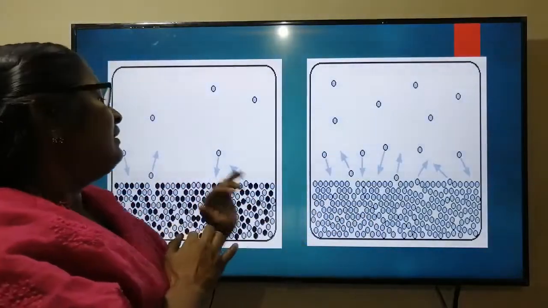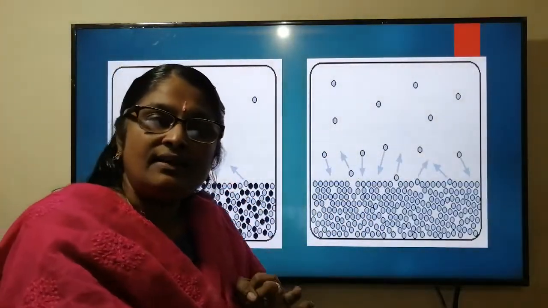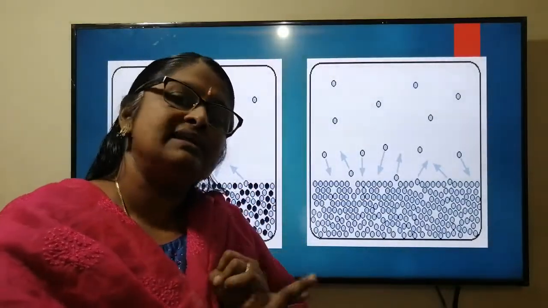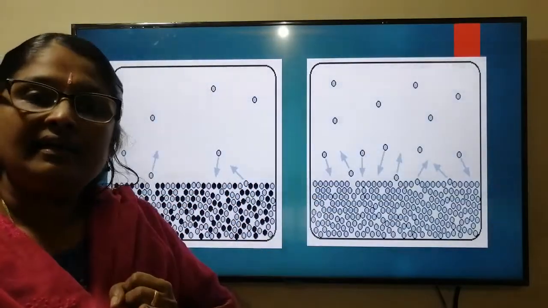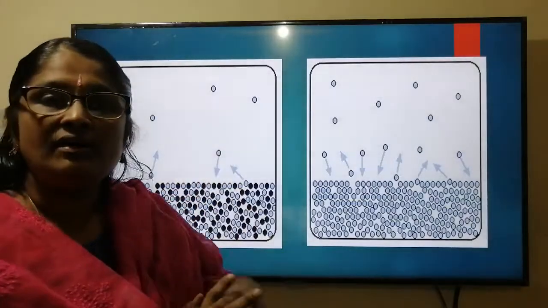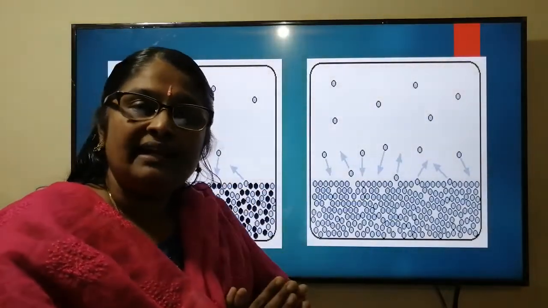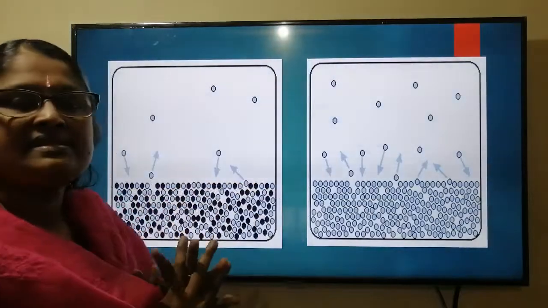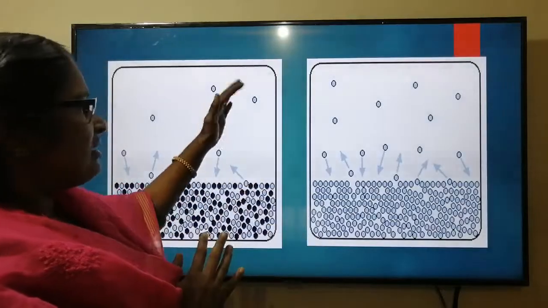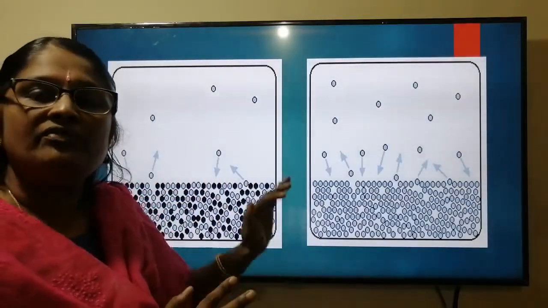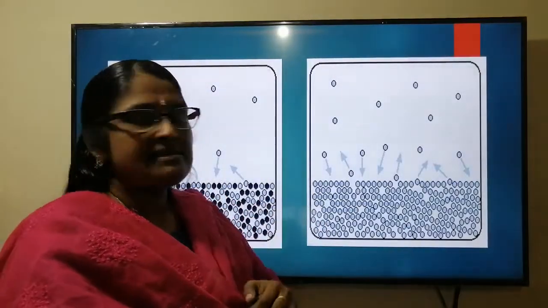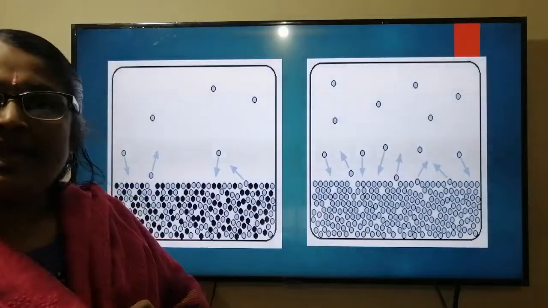So once a non-volatile solute is added to a solution, one important point to note down is that the vapor pressure decreases. Why? Because the number of particles going into the vapor phase decreases, as some of the surface is occupied by the non-volatile solute. So the number of molecules going into the vapor phase decreases, and hence the vapor pressure decreases where the solute is added.